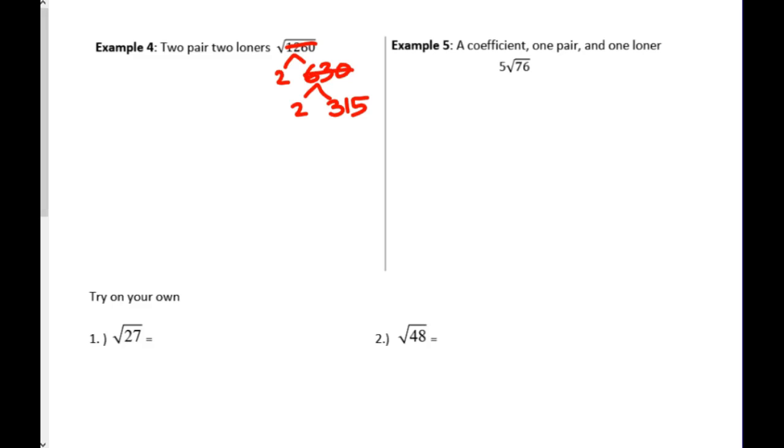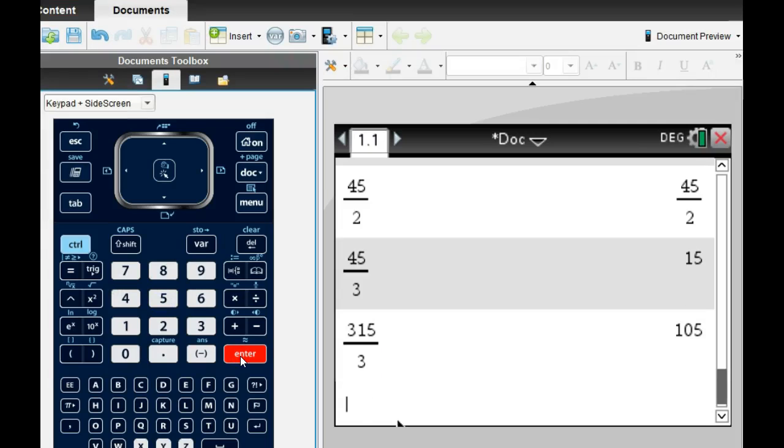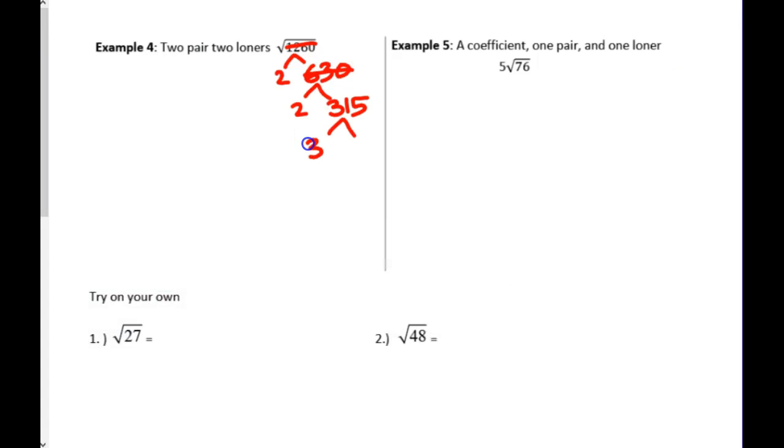Is 315 divisible by 2? Nope. So let's try 3. Does 3 go into 315? Okay. And again, if you're not sure, 105. So 3 times 105. Does 3 go into 105? Okay. It actually does. 3 times 35. Calculator can help you. Does 3 go into 35? No? Okay, so let's try the next one.